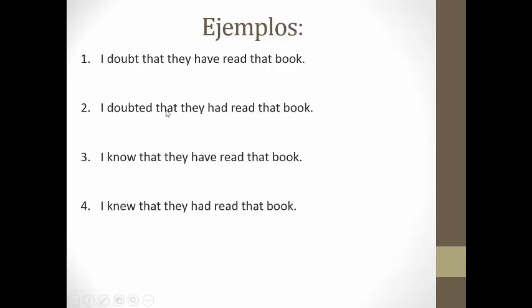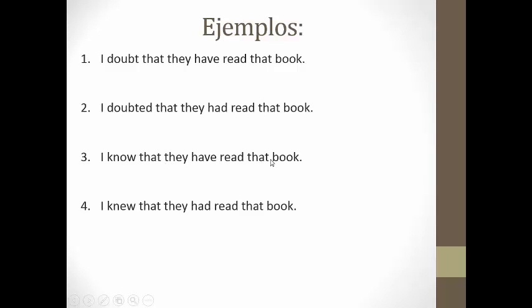Let's look at number two. I doubted that they had read that book. Okay, well, there's a change in subject. Doubted is weird. And both parts of my sentence are in the past, so I'm going to need past perfect subjunctive.